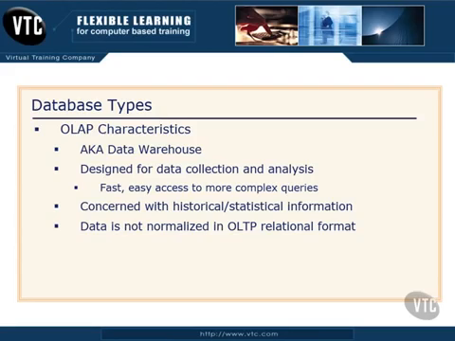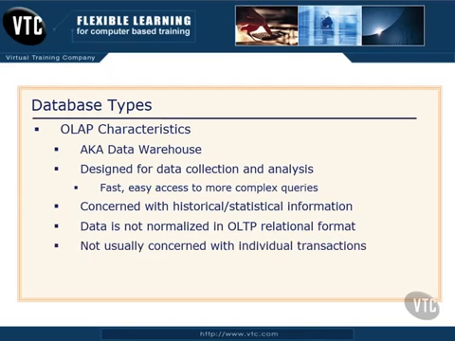Now, the data in these warehouses is not normalized the way a traditional OLTP relational format is. We tend to denormalize the data. We tend to roll it up, pre-sum it, do all sorts of things to it to make it easier to pull the data that we need. We're not usually concerned with the very minute detail of individual transactions, although you can include some if you determine that that's what you need.